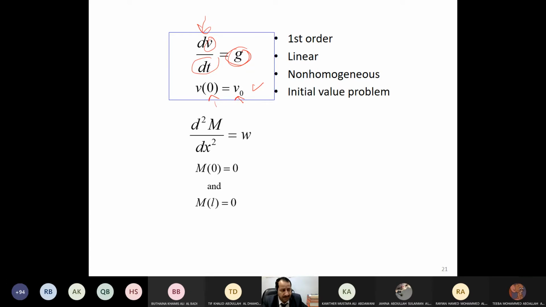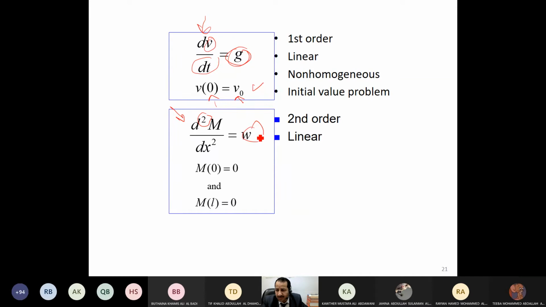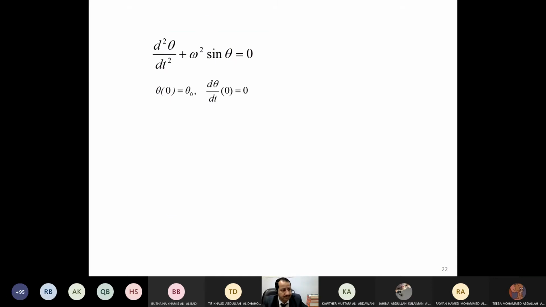Another example. This differential equation here, see how many times we differentiate? Twice. So this is a second order differential equation. And also it is linear. There is no problem with its linearity. With a function to the right hand side, this is non-homogeneous. See here, he gave me a boundary condition. When x is 0 and when x is 1, I have different values for m.